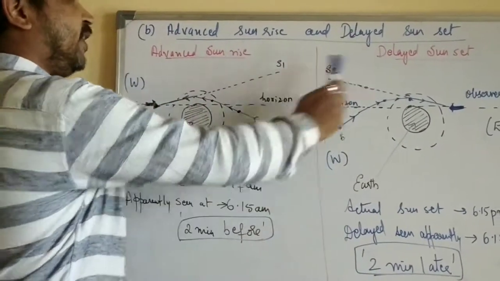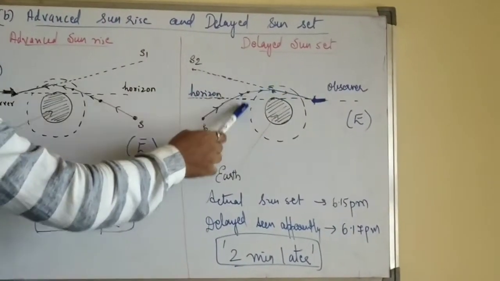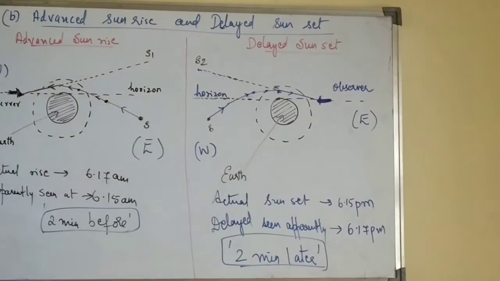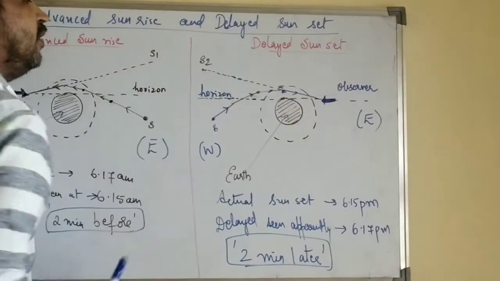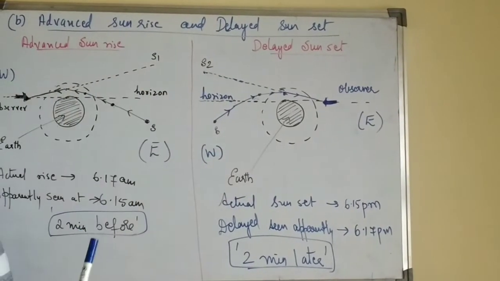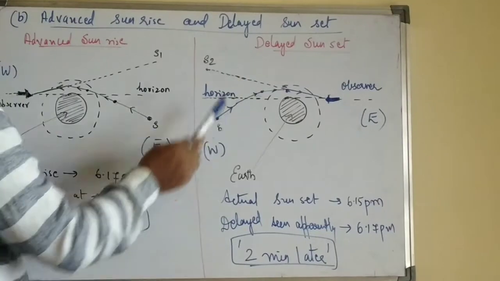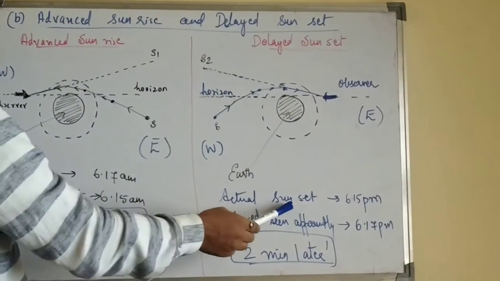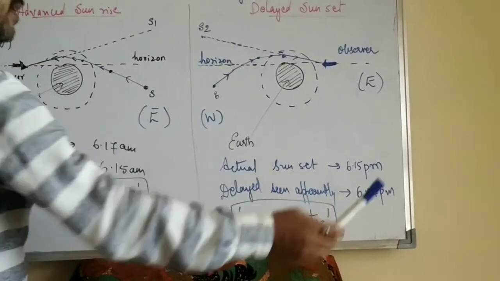Now opposite to that is the delayed sunset. Now the same here, the earth and the encircling circle with the dotted lines is the atmosphere, the various levels of atmosphere. Now you can see the horizon. Now the observer is towards the east, and the sun will set towards the west. Okay. Now you can see here, it is a delayed sunset. Now actual sunset is happening at 6:15 p.m. It should happen, but the delayed sunset is seen at 6:17.